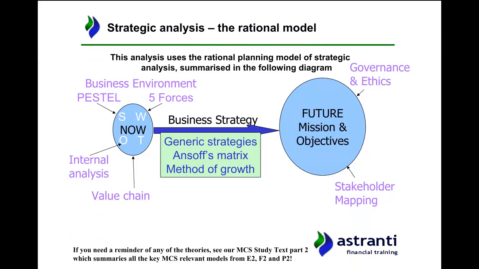And the way we're going to look at the company is through the rational model. Now, the rational model is essentially looking at where we are now, using theories such as SWOT analysis, 5 forces, PESTLE, internal analysis, value chain, and where we want to be, using theories such as mission statements, ethics, corporate social responsibility, governance, stakeholder mapping, and finally the business strategy. So the business strategy is the bridge, how we're going to get from where we are now to where we want to be in the future.